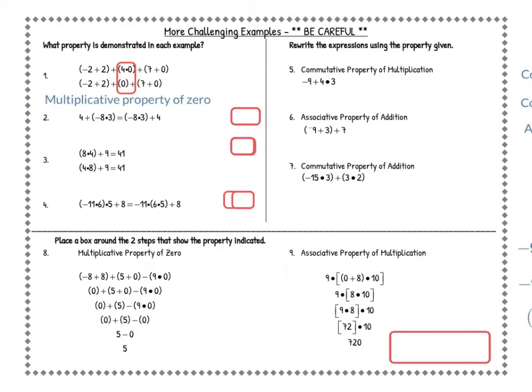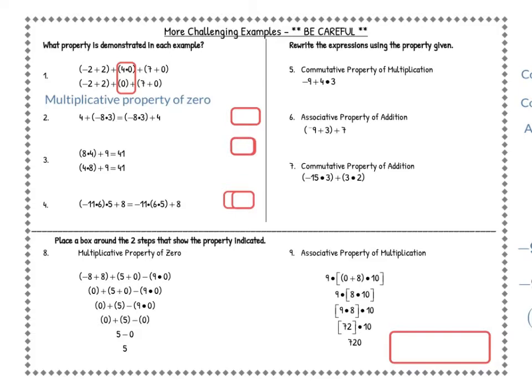In the second one, it's a little trickier. I've got 4 plus negative 8 times 3, and then negative 8 times 3 plus 4. So my grouping didn't change. The parentheses is still around the negative 8, still around the 3. I didn't change what's being multiplied. The negative 8 and the 3 are still in order: negative 8 first, positive 3 second.